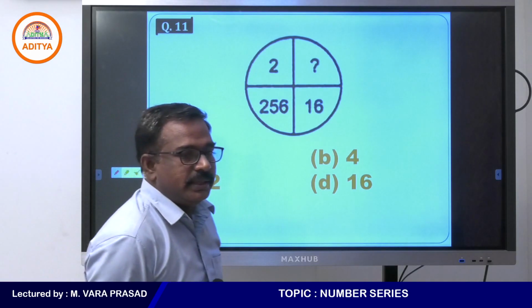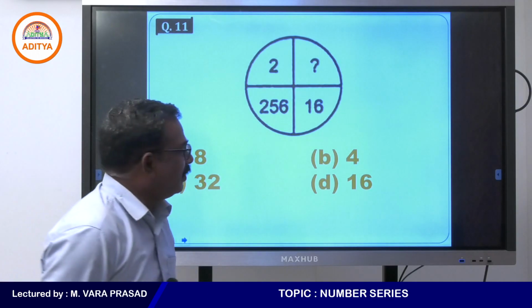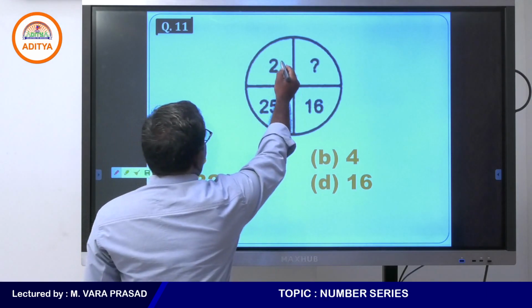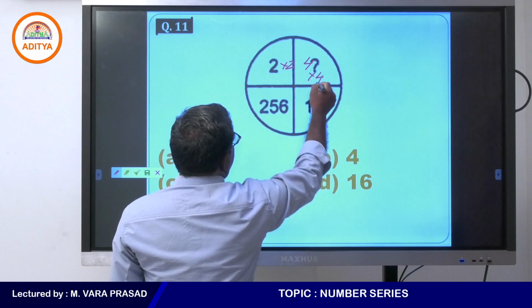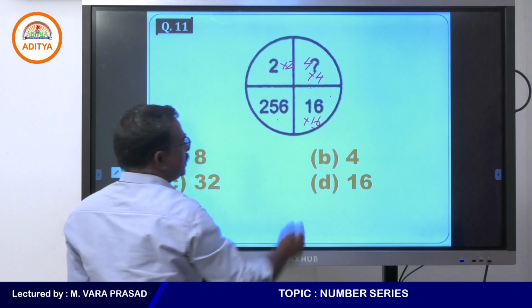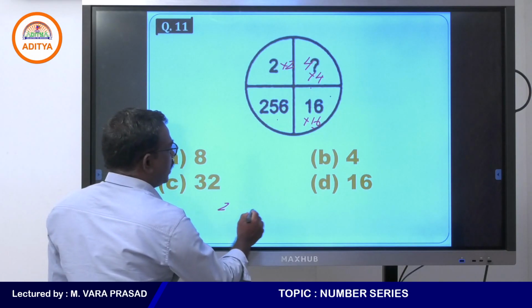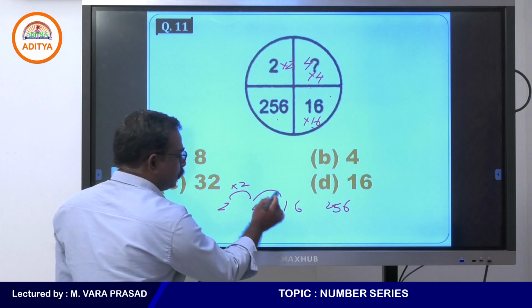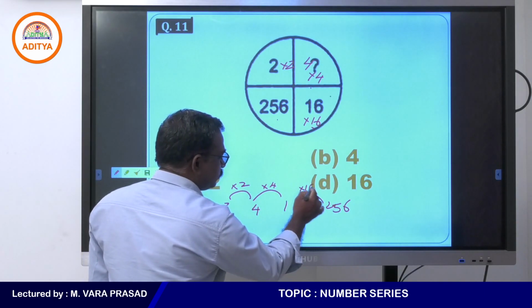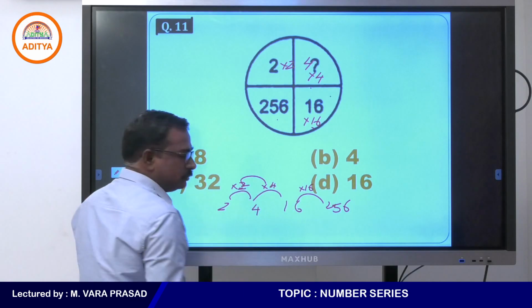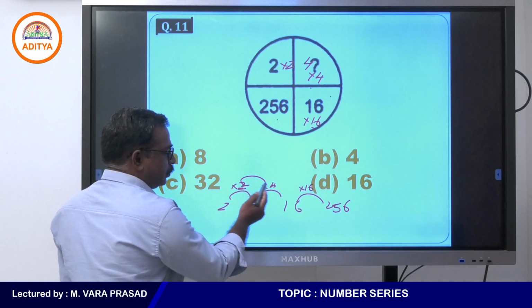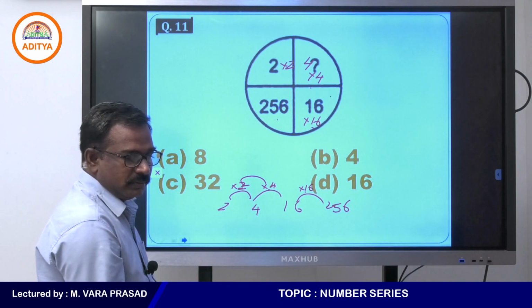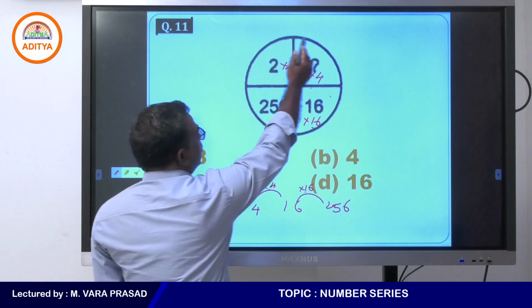2, question mark, 16 and 256. What is the answer here? 2 into 2 is 4, 4 into 4 is 16, 16 into 16 is 256. If you take it in a series manner, 2, 4, 16, 256, it is into 2, into 4, into 16. So this one is doubled, 2 into 4 into 16, and next you will get the answer. Series sums are given in this manner.